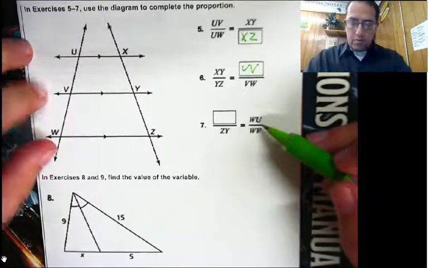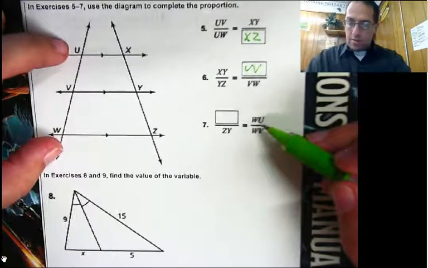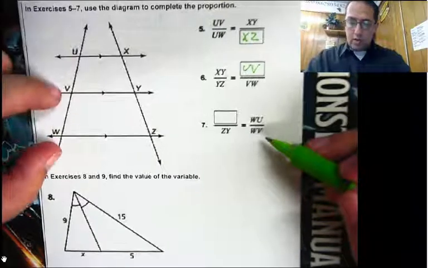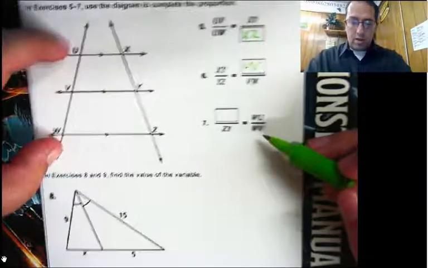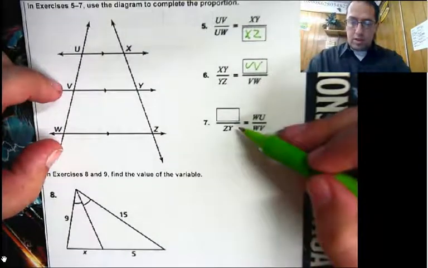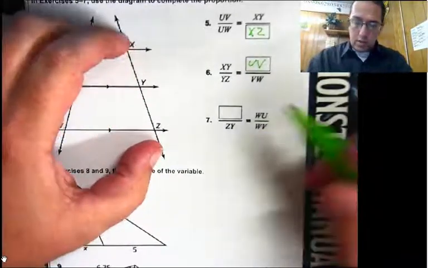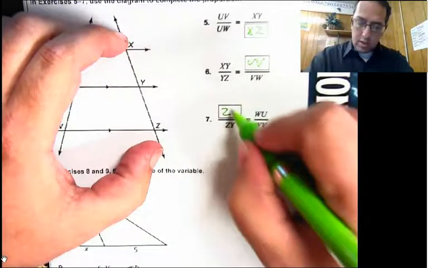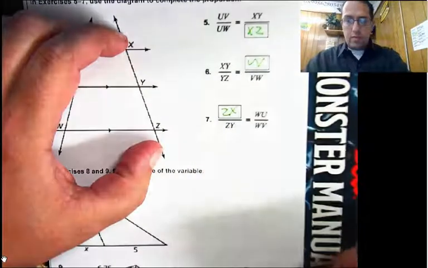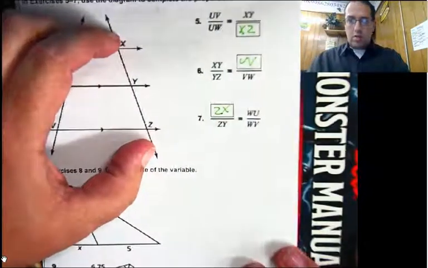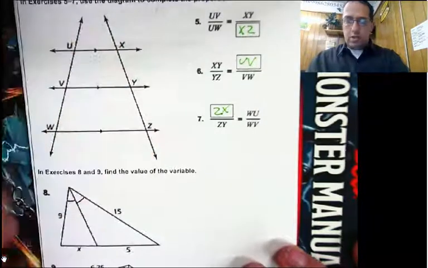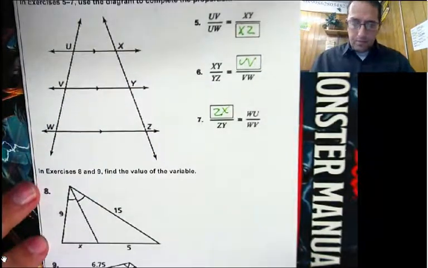So we have WU, so the entire thing, over VW, WV. All right, so the entire thing over the bottom, so that means this needs to be the same thing, the entire thing over the bottom. So this needs to be ZX. All right, and it would be nice if it would stop changing the brightness, but oh well.